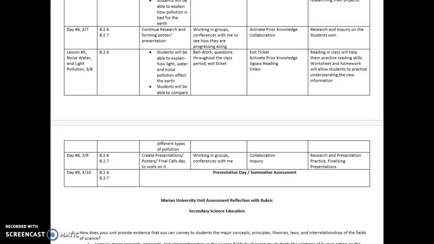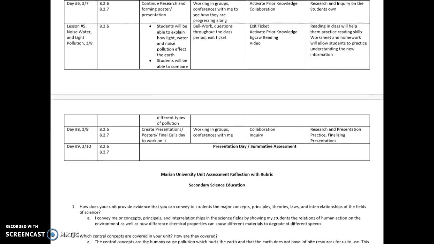So the next day, I'm going to have a little article for them to read about pollution, and this will help them with their reading skills and with the worksheet and homework they had from the reading. They'll have a better understanding of pollution, and they'll have a little time at the end to help finish up their projects.